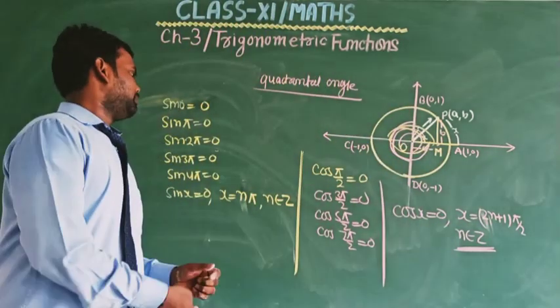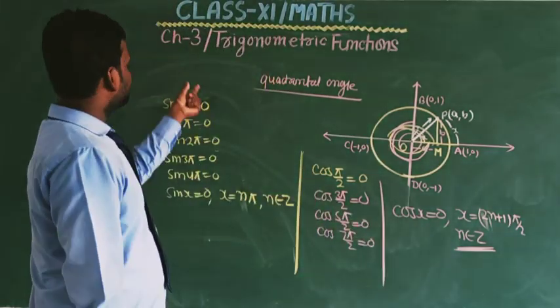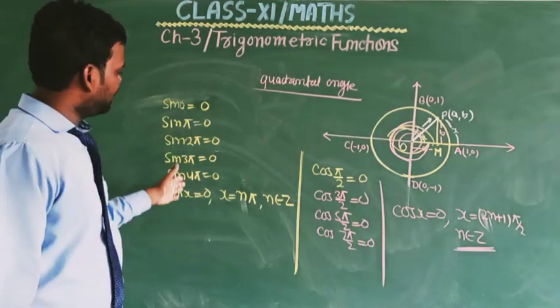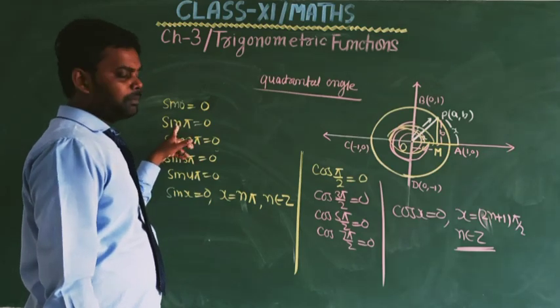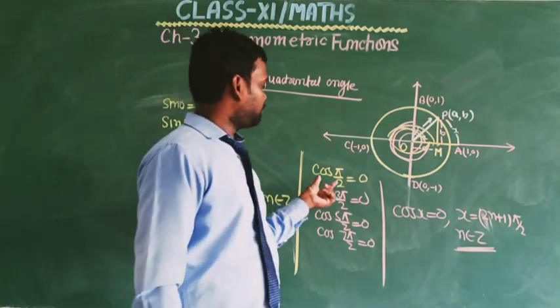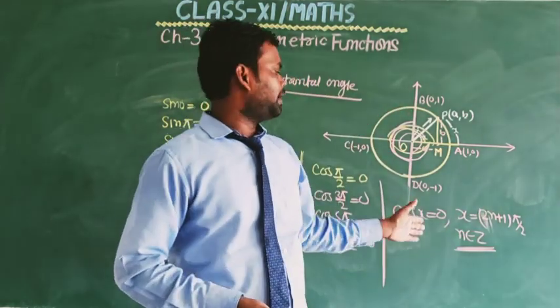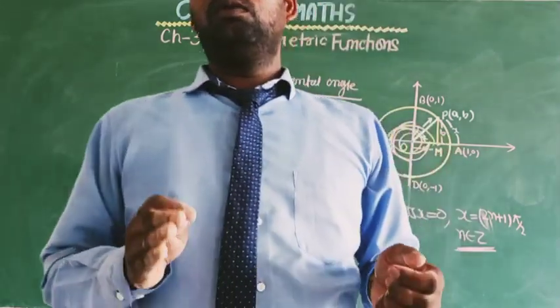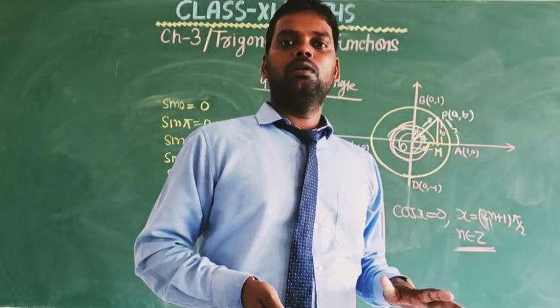So remember that the value of sine is 0 at every integer multiple of pi, and the value of cos is 0 at every odd integer multiple of pi by 2. So dear children, I hope you understood this concept after watching my video. Okay, thank you.